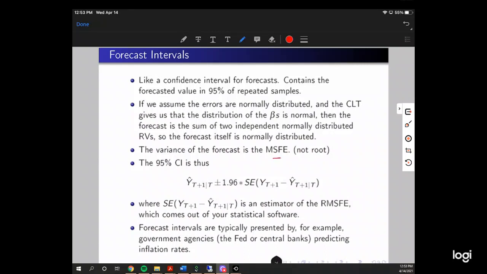The 95% confidence interval is thus y hat t plus 1, conditional on all things that happened up to period t, plus or minus 1.96. Where do we get the 1.96? From the central limit theorem telling us that the betas are normally distributed, meaning that the forecast itself is normally distributed, times the standard error of the forecast, which is the root mean squared forecast error. Forecast intervals are typically presented by, for example, government agencies, the Fed or central banks predicting inflation rates, etc.